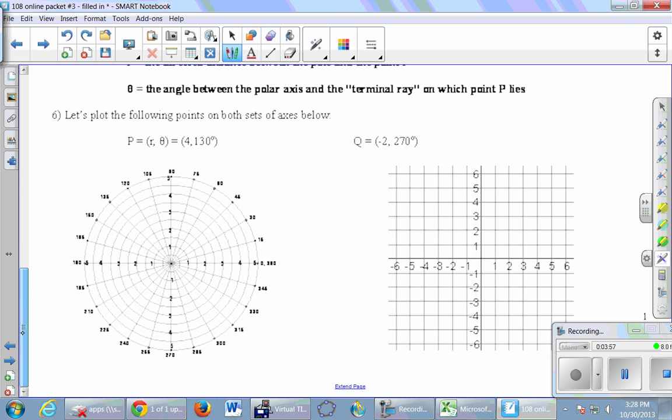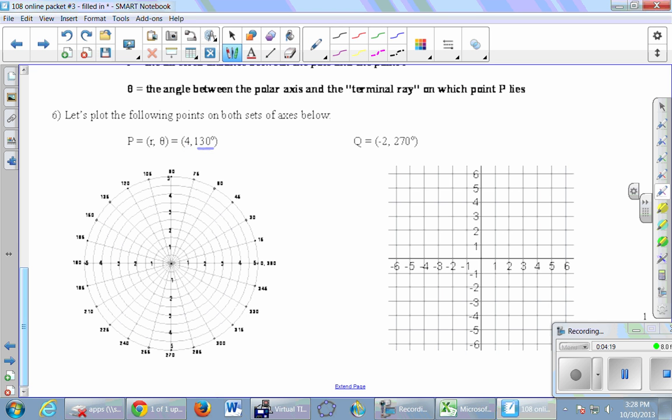6. Let's plot the following points on both sets of axes below. Okay, so the first one is P, which is r and theta. So r and theta is like your new x comma y. And just like you already have memorized that x always goes first, you now need to memorize that r always goes first. So what we're saying here is that the r is 4 and the angle is 130.